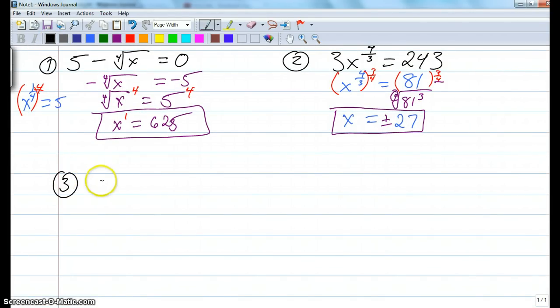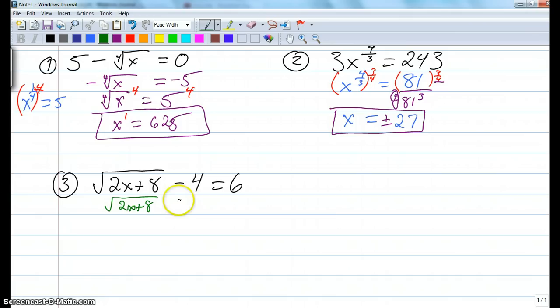Number 3 is the square root of 2x plus 8, minus 4 on the outside, equals 6. All right, so get rid of addition and subtraction first. So we're left here with the square root of 2x plus 8 equals 10. Square both sides. That's the enemy of square root. So I got 2x plus 8 equals 10 squared, which is 100.